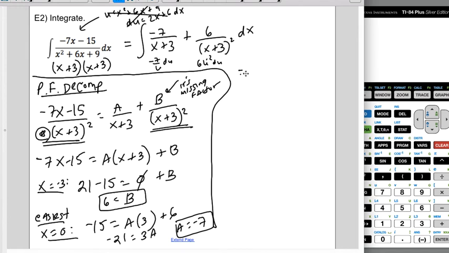So what's going to happen is I get that this integrates to a negative 7 natural log of the absolute value of x plus 3. And then when I up the power by 1, this becomes a negative 1. So I get 6 u to the... sorry, it's not a u because I didn't actually do u sub. I was just showing you. It is technically u sub, but most of us don't write it.